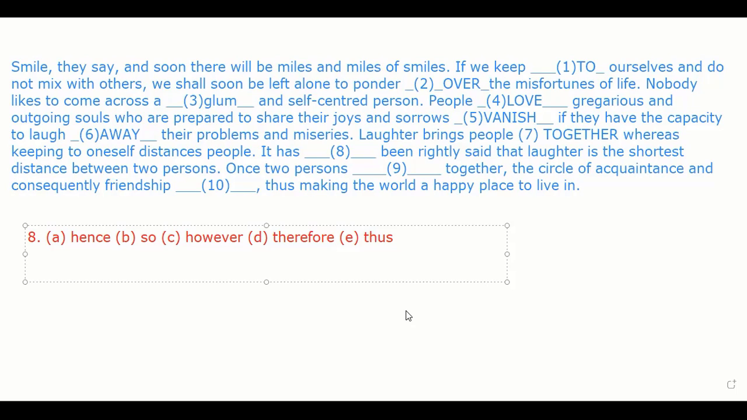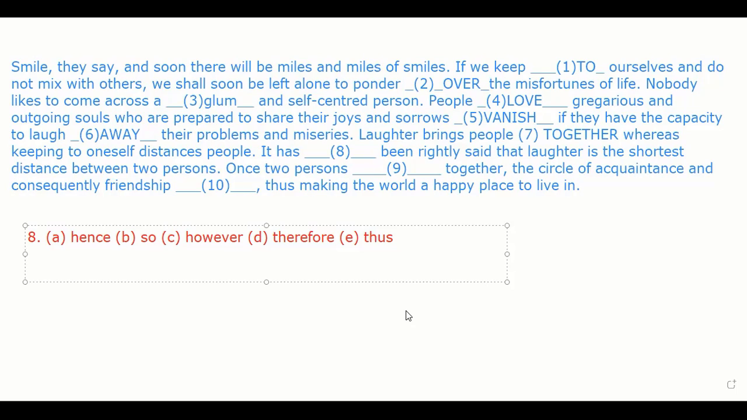Yes, sir. I think it is "however", because finally they are concluding that it has, however, been rightly said that laughter is the shortest distance between two persons. Okay, but "however" we use when we are doing the contrary or reverse, but this is supporting it, right? Laughter brings people together, whereas keeping to oneself distances people. That's why "however" has the opposite meaning. Either it can be "therefore", "thus", "hence" or "so".